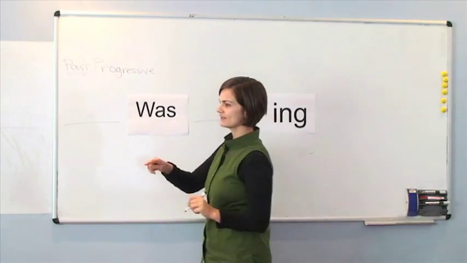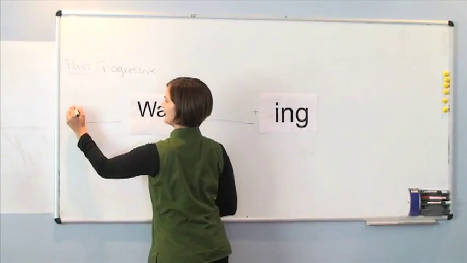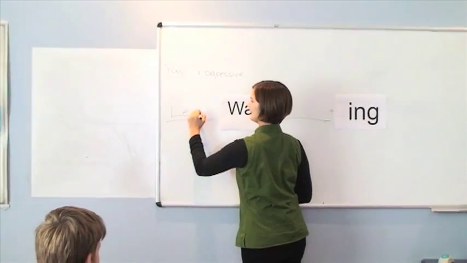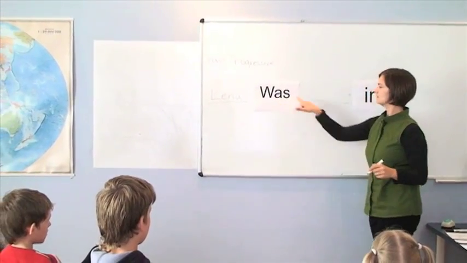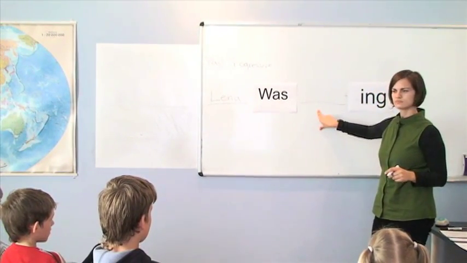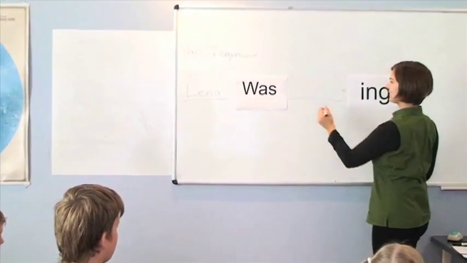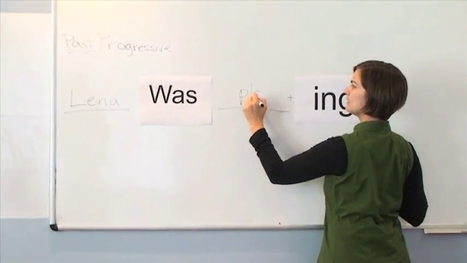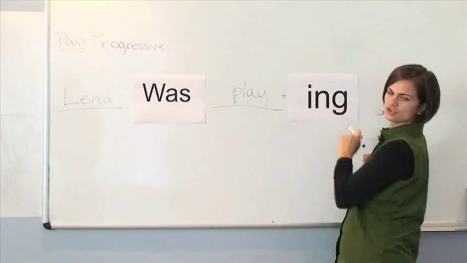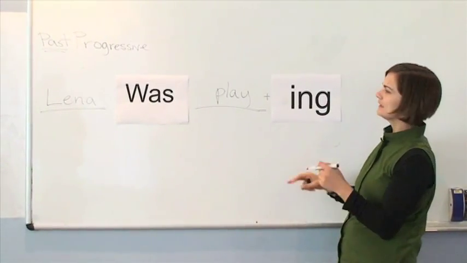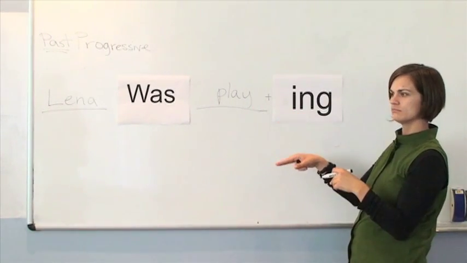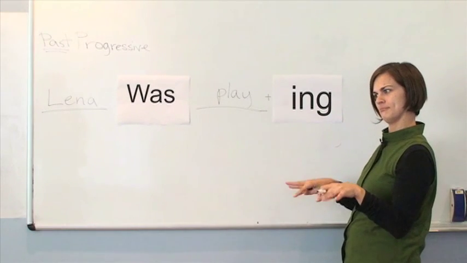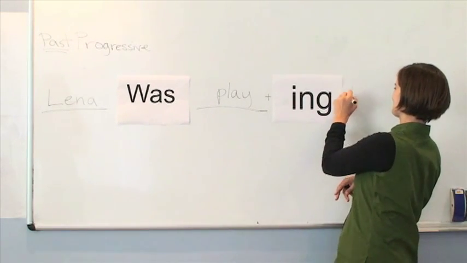So let's start with Lena. Lena was, what's a verb we can use? Playing. Very good. So Lena was, play plus ing equals playing, right? Liana was playing the piano. Yeah. Okay.